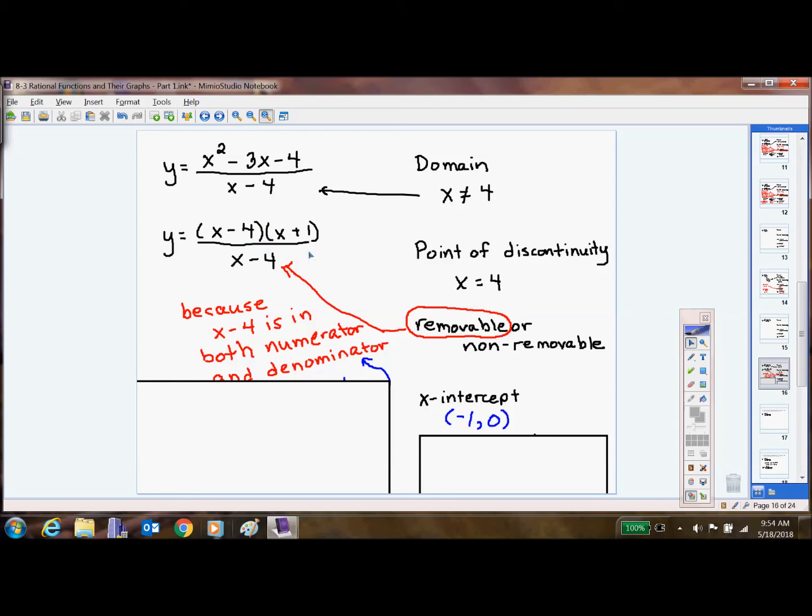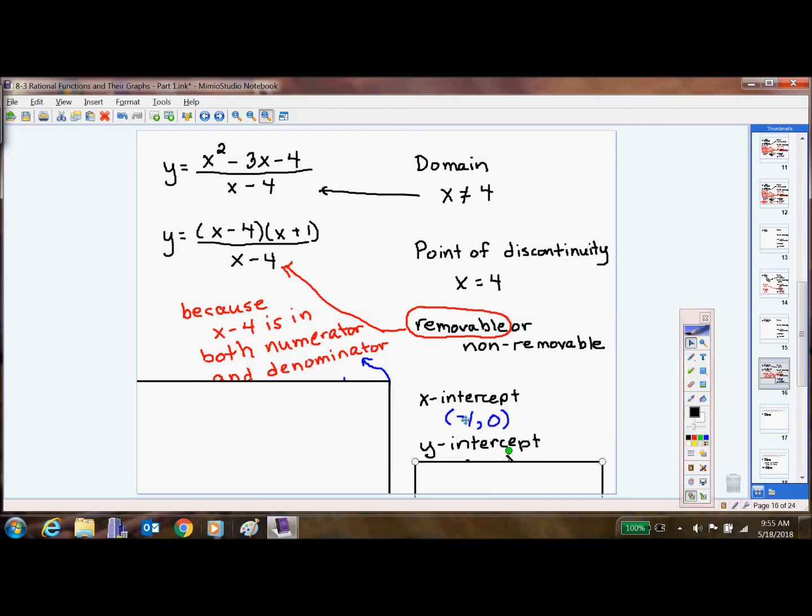So good. You can't have four down here in the denominator because that would give you zero. So if you have the two pieces, do evaluate them, but then just make sure that one of them doesn't produce a problem. So negative 1, 0 is our x-intercept. It's our only x-intercept. The other option would produce a hole, so we can't have that.